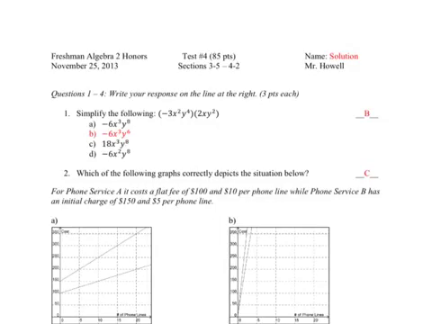Okay, so this is a test 4 solution video, just to review the solution to this test. So let's start with question 1, simplify the following.